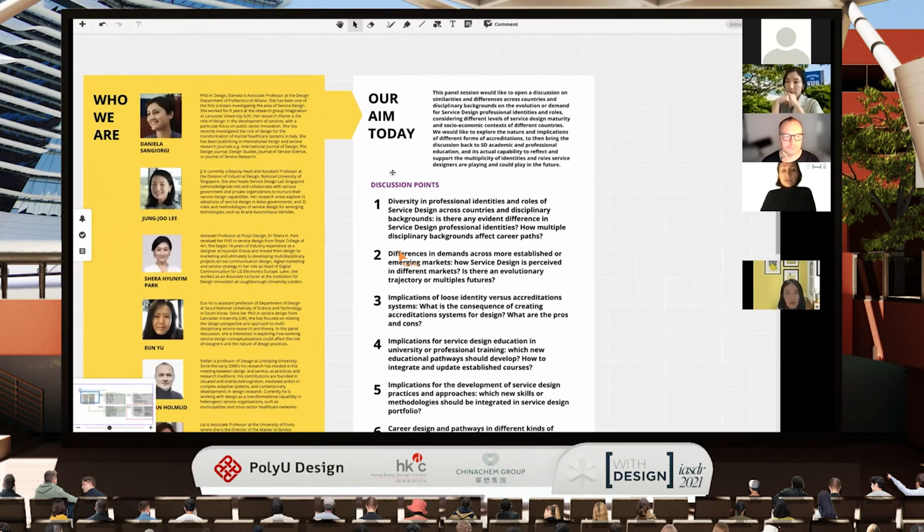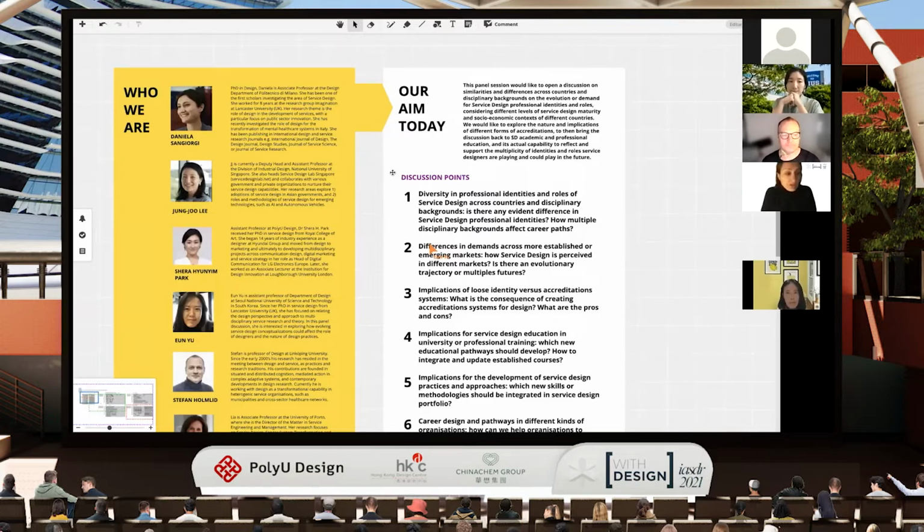The aim of this session, as you will see, clicking on the link that will be provided in the chat, is to explore how service design is developing in terms of professional identities and roles. We would like to see some differences across countries. There are some countries where service design is more established, some countries where it's emerging. We are interested also in some recent phenomena that has been creating specific forms of accreditations. And then we would like to see what are the consequences in terms of education or service design practice.